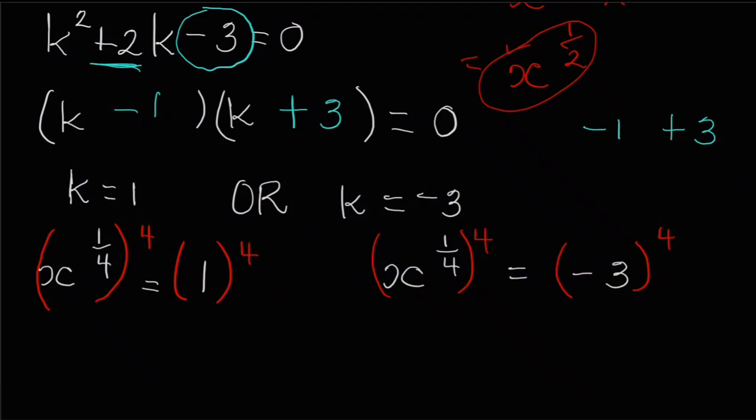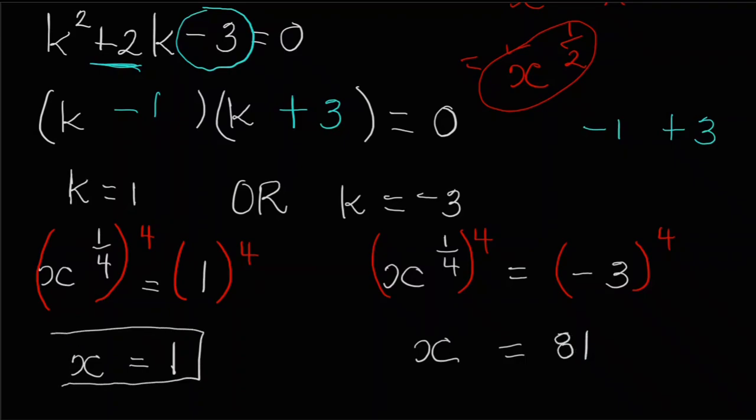Now on the left-hand side, the exponents cancel out, so we're left with x. On the right-hand side, 1 to the power 4 is 1. On the second equation, the exponents cancel out, we're left with x, and negative 3 to the power 4 is 81. So those are our answers for this equation.